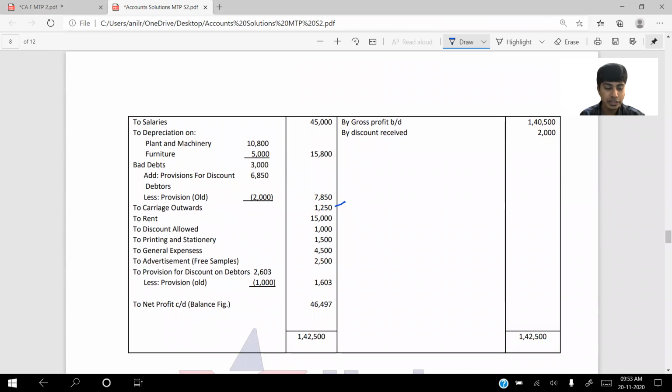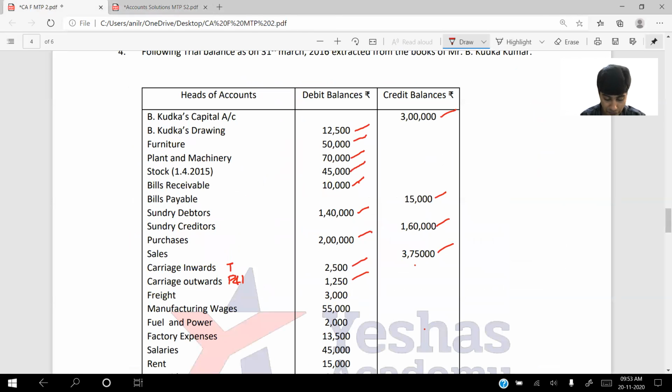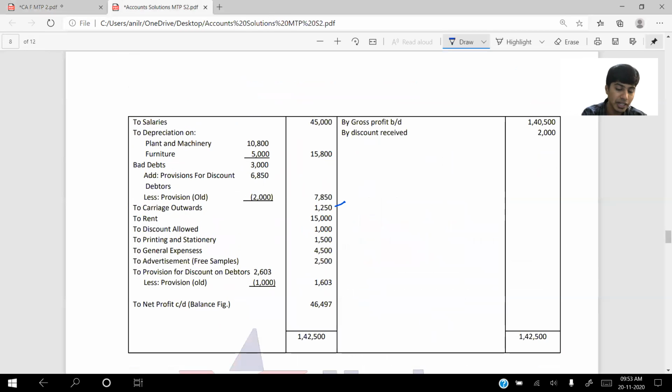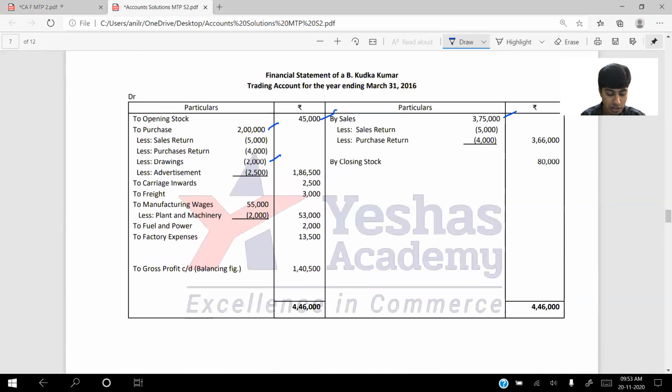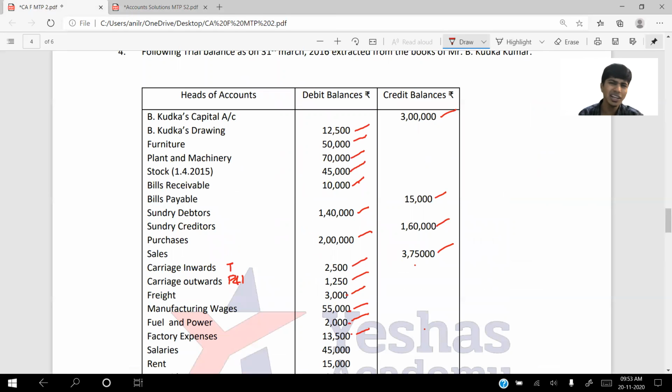1,250 carriage outwards. Done. Next we have freight 3,000, manufacturing wages, fuel and power, factory expense. So many: 1, 2, 3, 4. These 4 appear in trading account. Have a look, because these are manufacturing expenses or trading expenses. Freight, carriage inwards, is done previously. Then manufacturing wages, fuel and power, factory expenses. 1, 2, 3, 4. Those 4 expenses perfectly written. There are a few adjustments, so the items are written in the inner column. When I come there, I'll show you those adjustments.